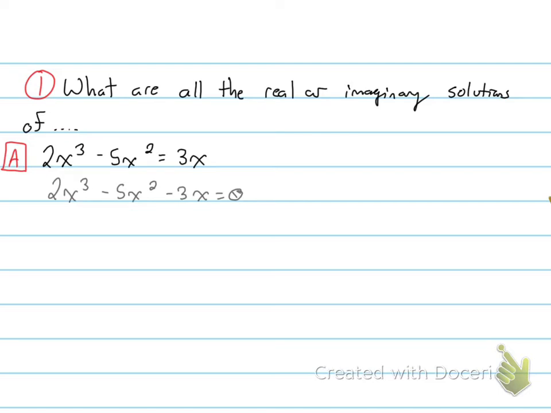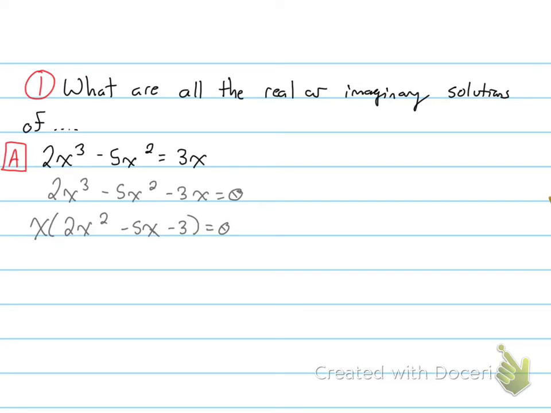From there, as we've already talked about in previous sections, I want to ask myself, is there a greatest common factor, or GCF, that I can pull out? In this equation, I can pull an x out, so that's exactly what I'm going to do here. Now I have the equation x times 2x squared minus 5x minus 3 equals 0.